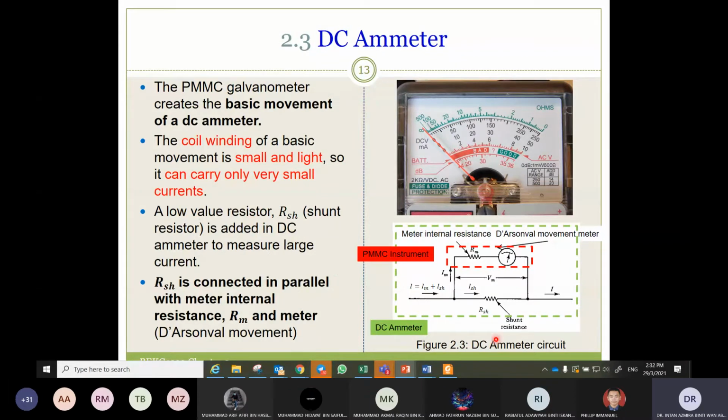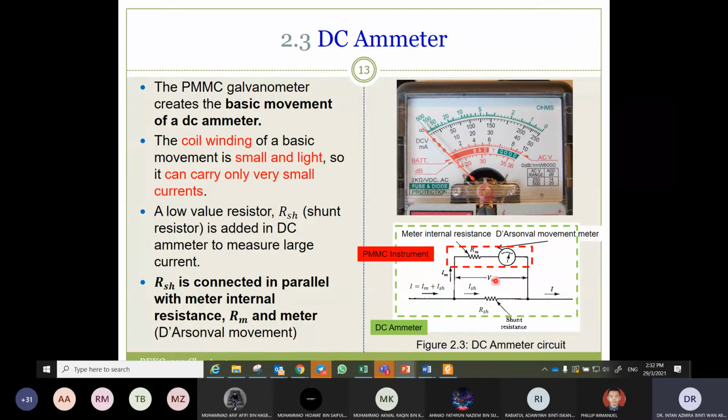A low value resistor, a shunt, is added in the DC ammeter, the green one. It has R shunt, the shunt resistor, to measure large current, because the ammeter has its range. So this shunt resistor measures a large amount of current.